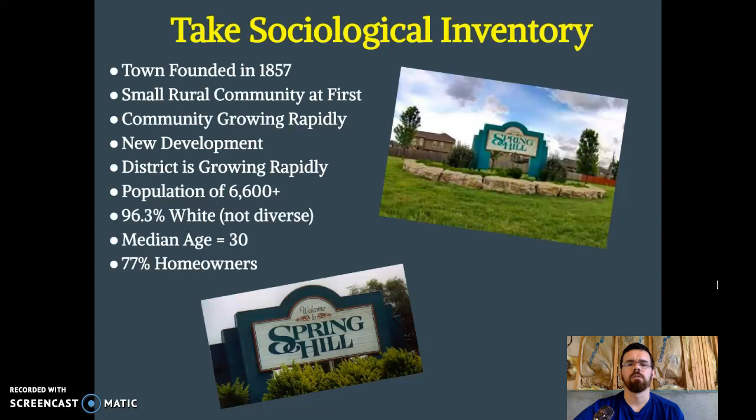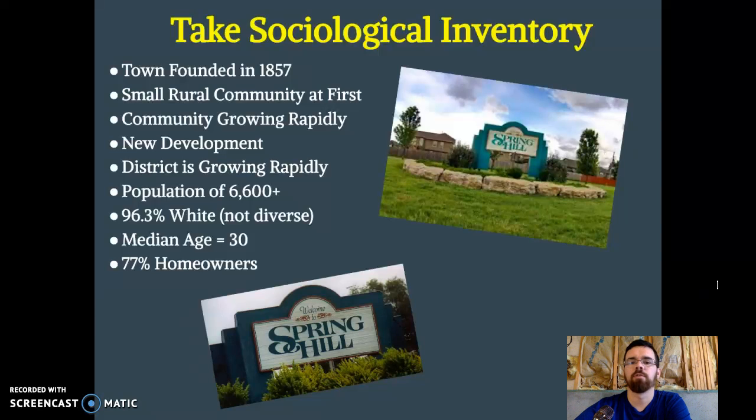If you hear Spring Hill, you know that it is growing. We have new developments everywhere. If you drive through Spring Hill, you will see new housing districts being built literally everywhere. The district is growing rapidly. We do have a population of around 6,600 plus, but we are predominantly white. We are 96.3% white, which is extremely not diverse, which adds to some of the issues that we have because of this lack of diversity.